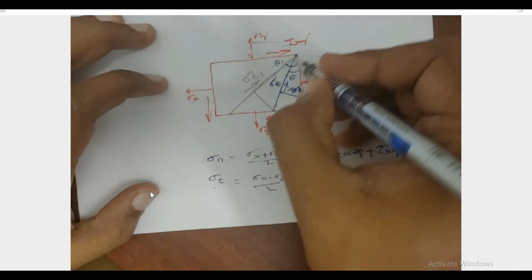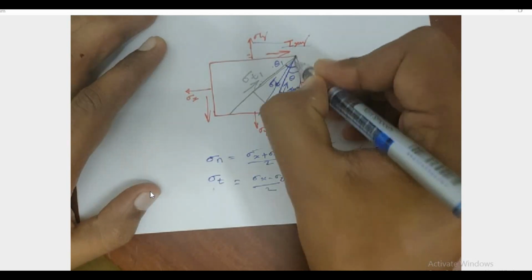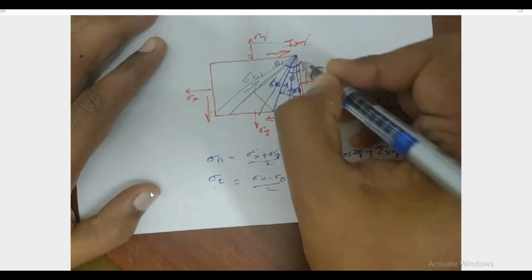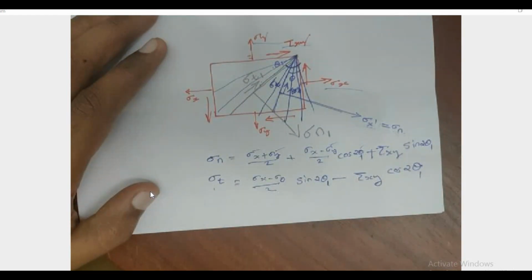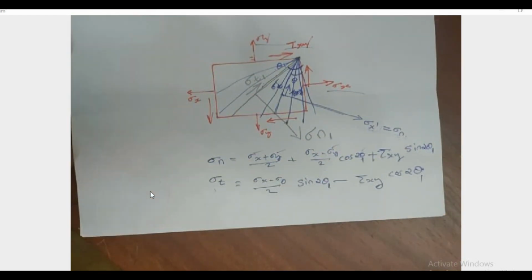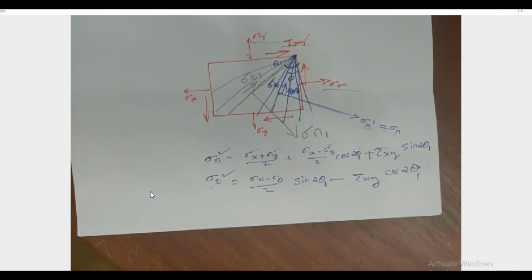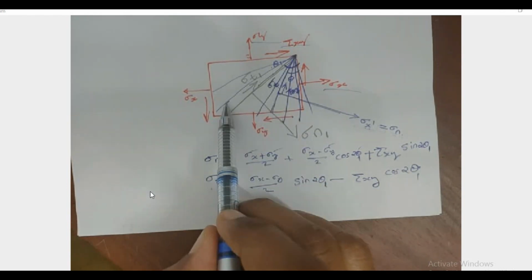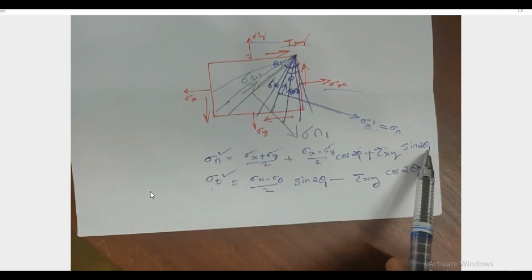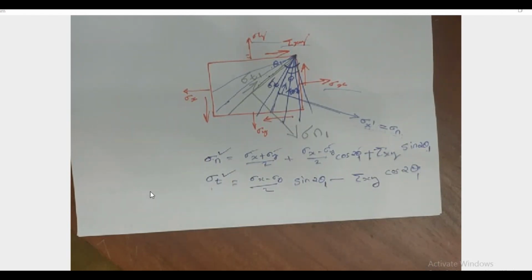So similarly, we can draw an infinite number of planes through this point. Each plane has a different theta value. And on each plane, we can calculate the sigma n and sigma t. The sigma n and sigma t values are different for each plane because when we draw another plane, the theta value will change. With respect to theta, sigma n will change. So for each plane, the sigma n and the sigma t values are different.